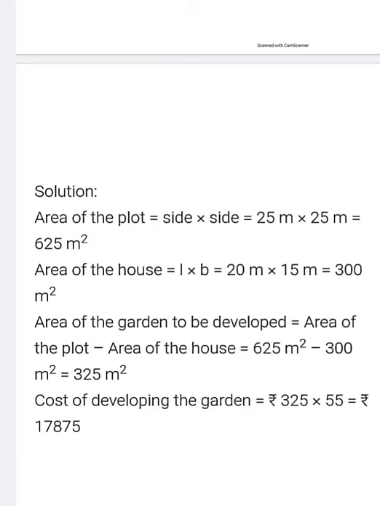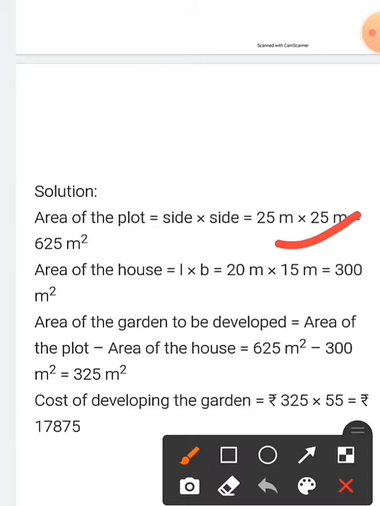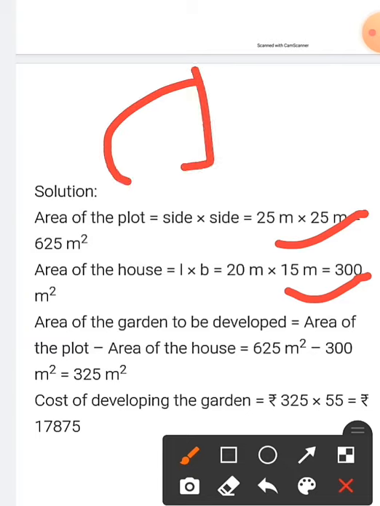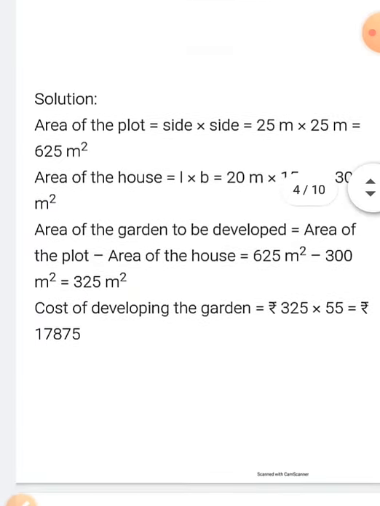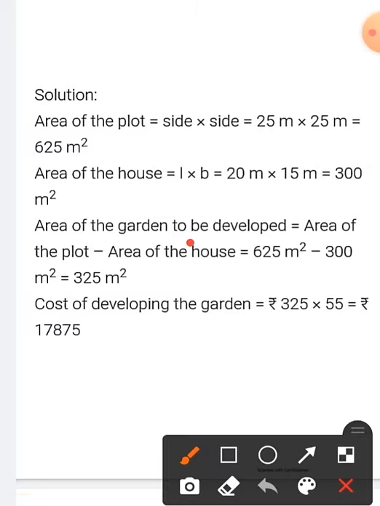So ये जो आपका है, this is of the total plot and this is of the house. अब जो total plot है, उसमें से जो house वाला part है उसको minus कर देंगे, तो जो remaining part है, that is obviously the garden part. Okay, and that is what we want. So area of the garden to be developed.